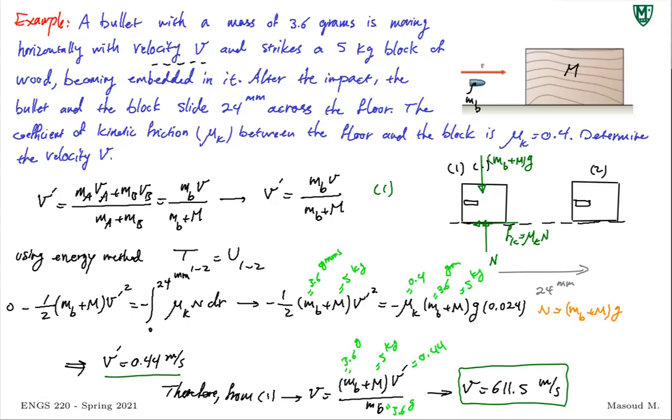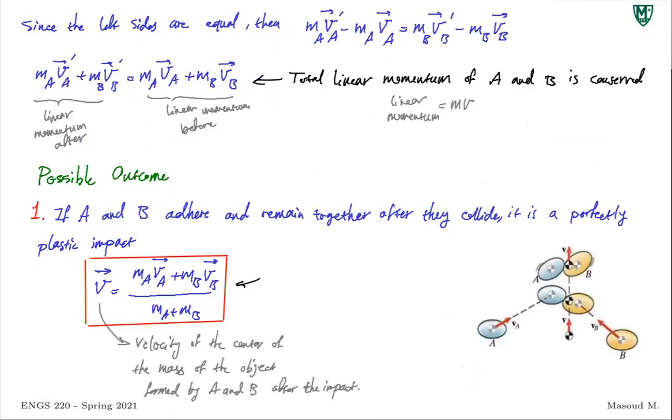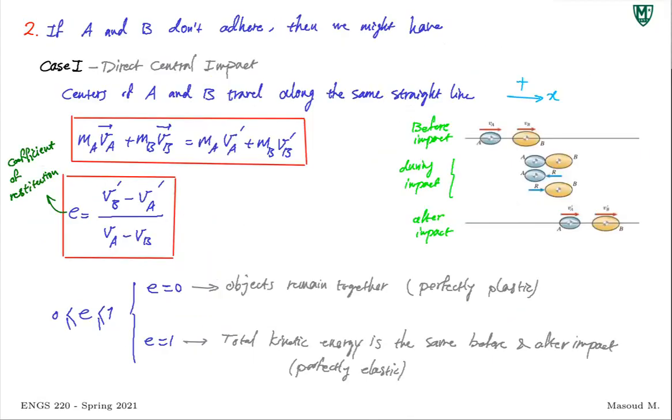So keep in mind that when you're studying the impact of objects, not only do you use what we just introduced, right? You also have to take into account that you already know about energy methods, and they can be used to study the velocities, depending on what the situation is, what kind of information you need. Now, we talked about possible outcome 1 and possible outcome 2, case 1, direct central impact. There is a second case when the impact is not direct, right? And we'll talk about that later.